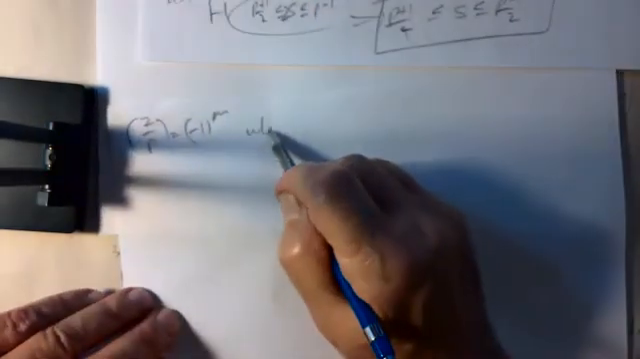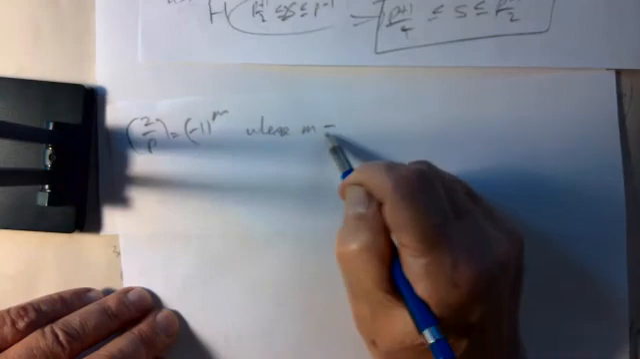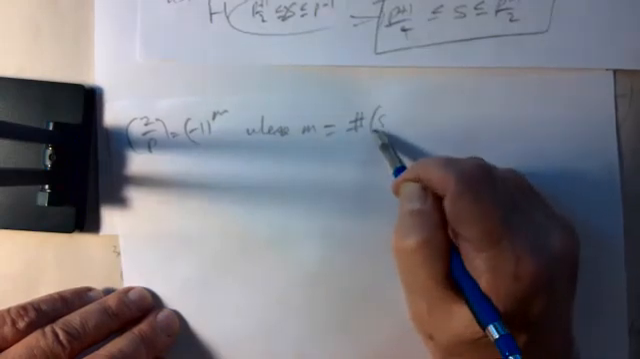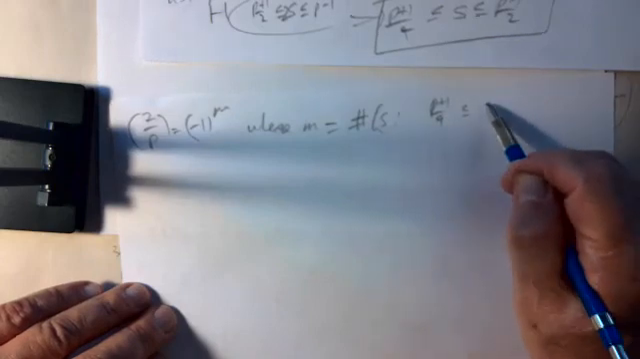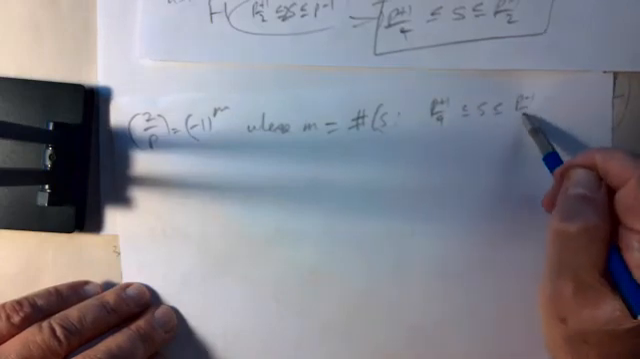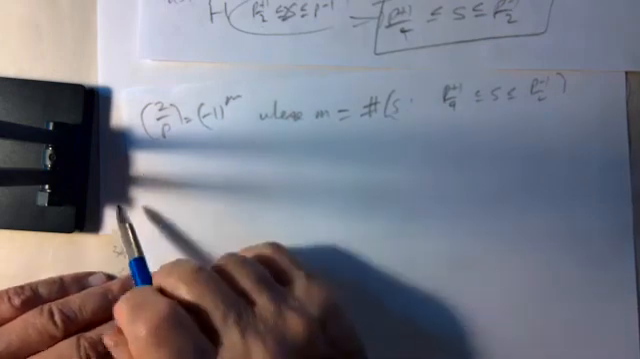(2/p) is (-1)^m, where m is equal to the number of integers s such that (p+1)/4 is less than or equal to s, less than or equal to (p-1)/2. So let me just run through the four cases again.